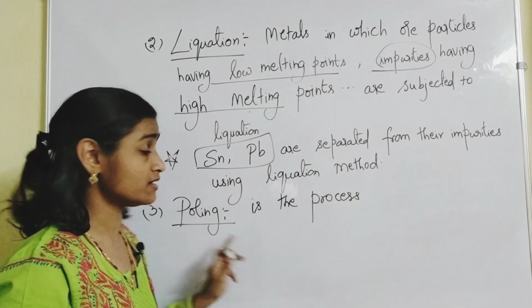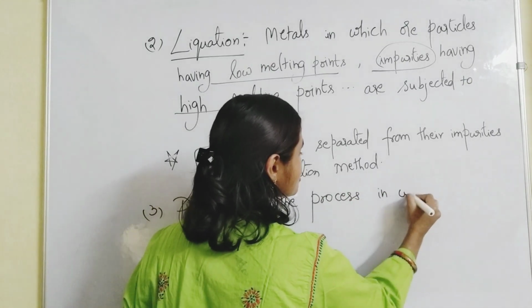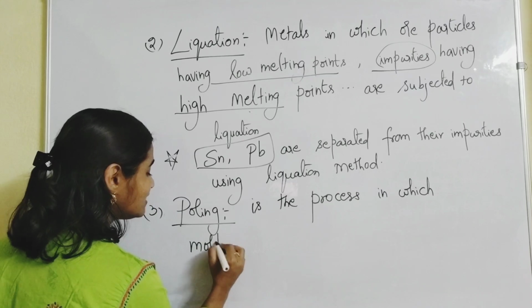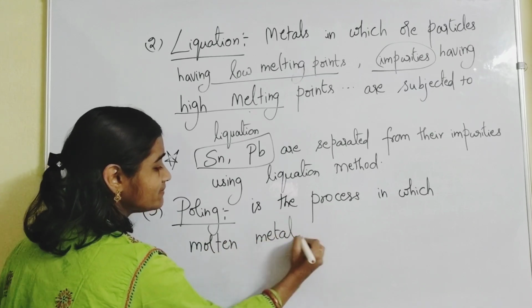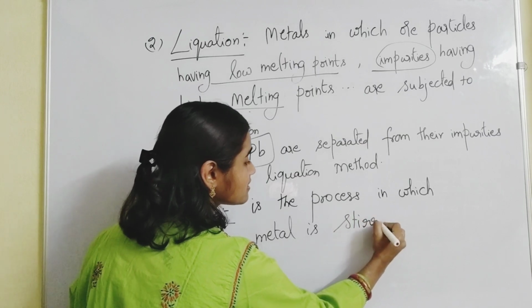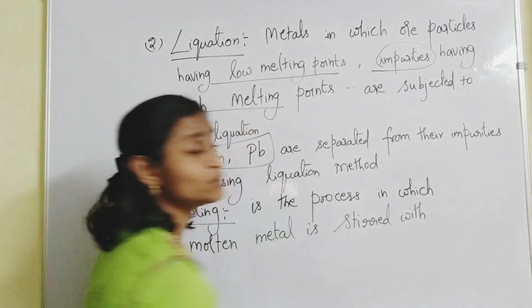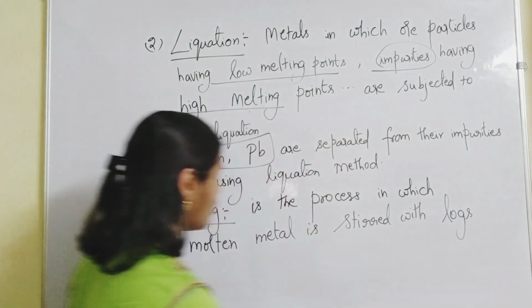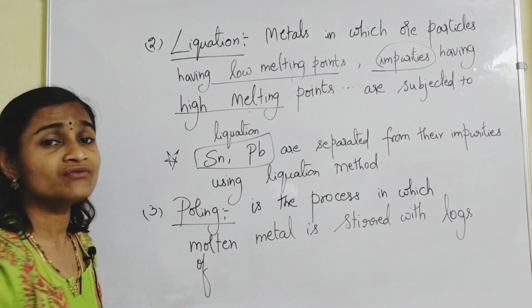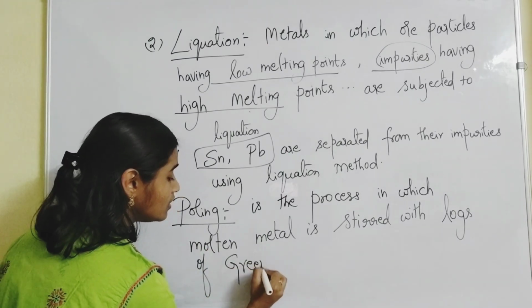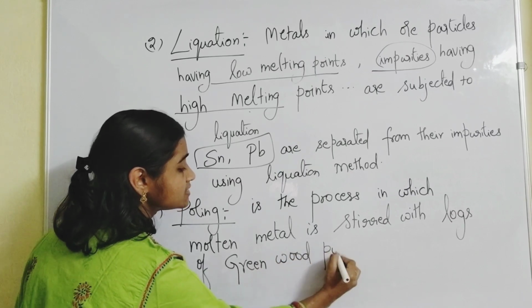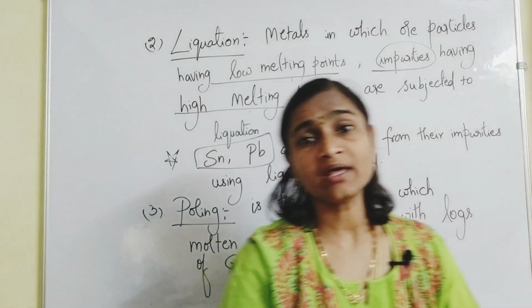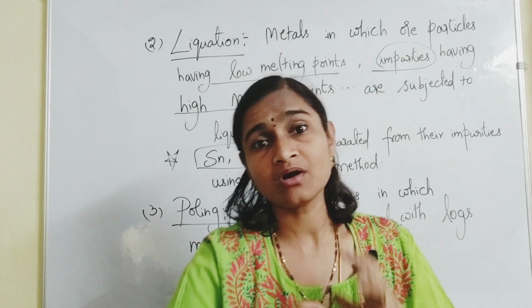Refining process. Please remember, poling is a refining process in which molten metal is stirred with logs of green wood poles. Green wood means bark of a tree, green bark, not the dried one.